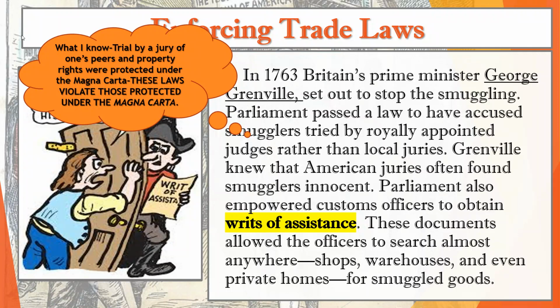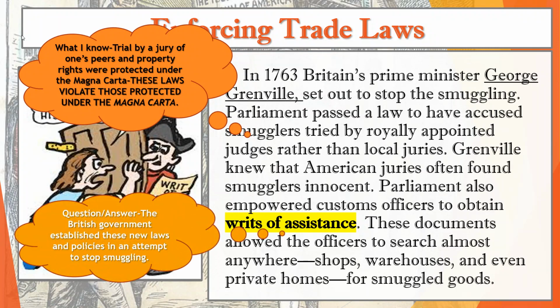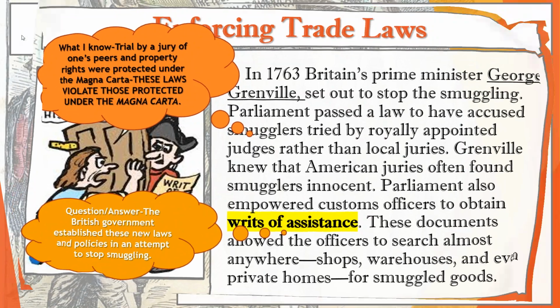Because here's the trick. A lot of people were letting the smugglers go. They were letting them go because they bought goods from them. So they were finding them innocent because they didn't believe in the laws. How about that, huh? So the British government established these new laws and policies in an attempt to stop smuggling. They're trying to stop smuggling by violating the Magna Carta. Can anyone see where the problem is here? I mean, I can. It's pretty clear. Okay, so something to keep in mind.